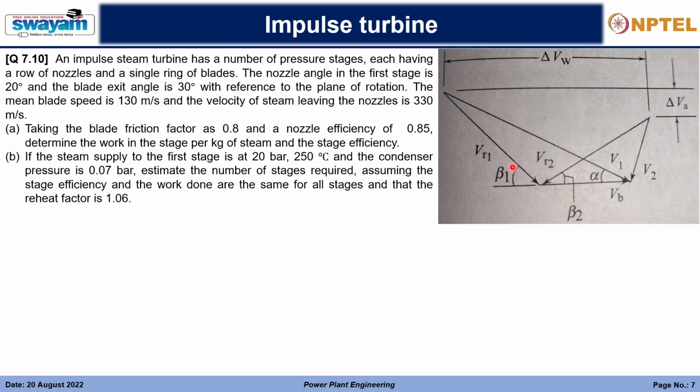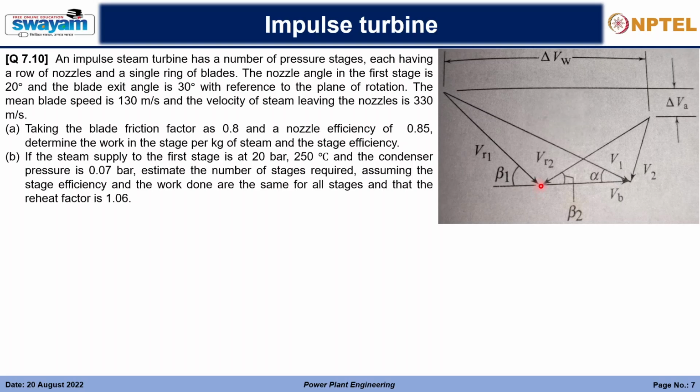So let us move on to this problem. An impulse steam turbine has a number of pressure stages, each having a row of nozzles and a single ring of blades. The nozzle angle in the first stage is 20 degrees and the blade exit angle is 30 degrees. So we are given the nozzle angle and the blade exit angle with reference to the plane of rotation, that is, the alpha value and the beta 2 value.